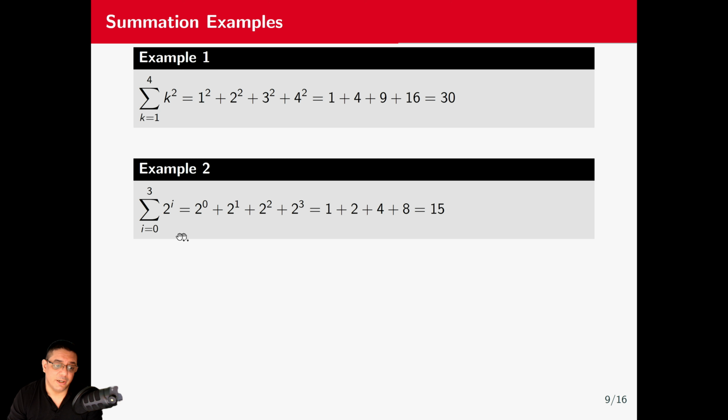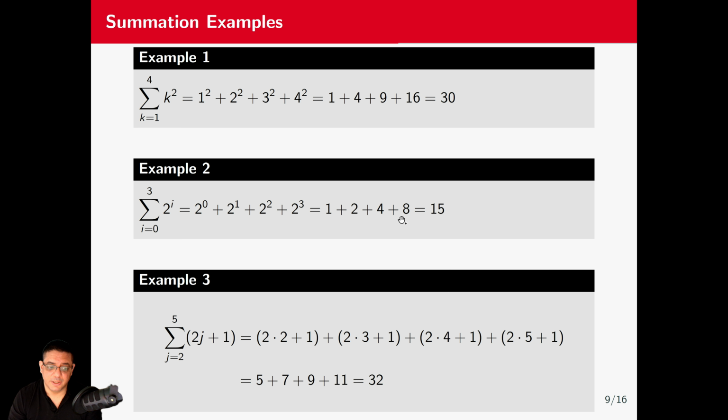Another example here, let's do the summation from i equals 0 to 3 of 2 to the i. And so we apply the index: 2 to the 0 plus 2 to the 1 plus 2 to the 2 plus 2 to the 3. Once again, we're adding 4 terms and we're adding powers of 2. So we have 2 to the 0, which is 1, 2 to the 1, that is 2, 2 to the 2, that is 4, 2 to the 3, that is 8. And the total sum here is 15.